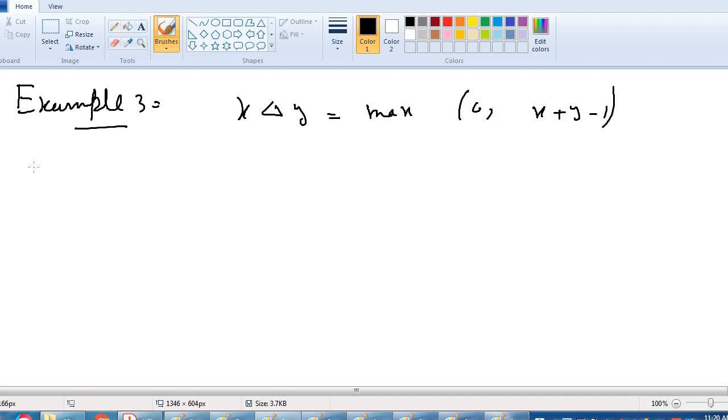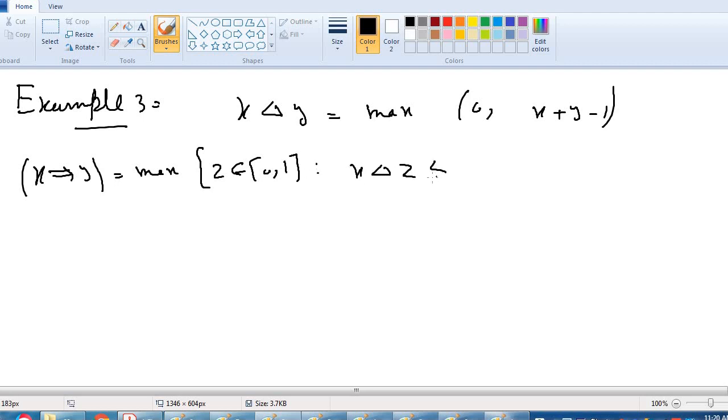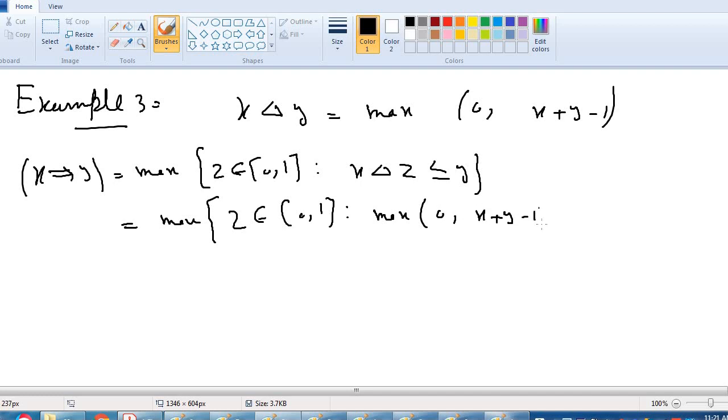Now we again apply the r implication on it. X r implication y is equal to max of z belongs to 0, 1 such that x delta z is less than or equal to y. So we can write it in this way: maximum of z belongs to the 0, 1 interval such that the maximum value of 0 comma x plus y minus 1 is less than y. If we solve this t norm, we see that the maximum of 0 and x plus y minus 1 will always be this, so we get x plus y minus 1 should be less than y.